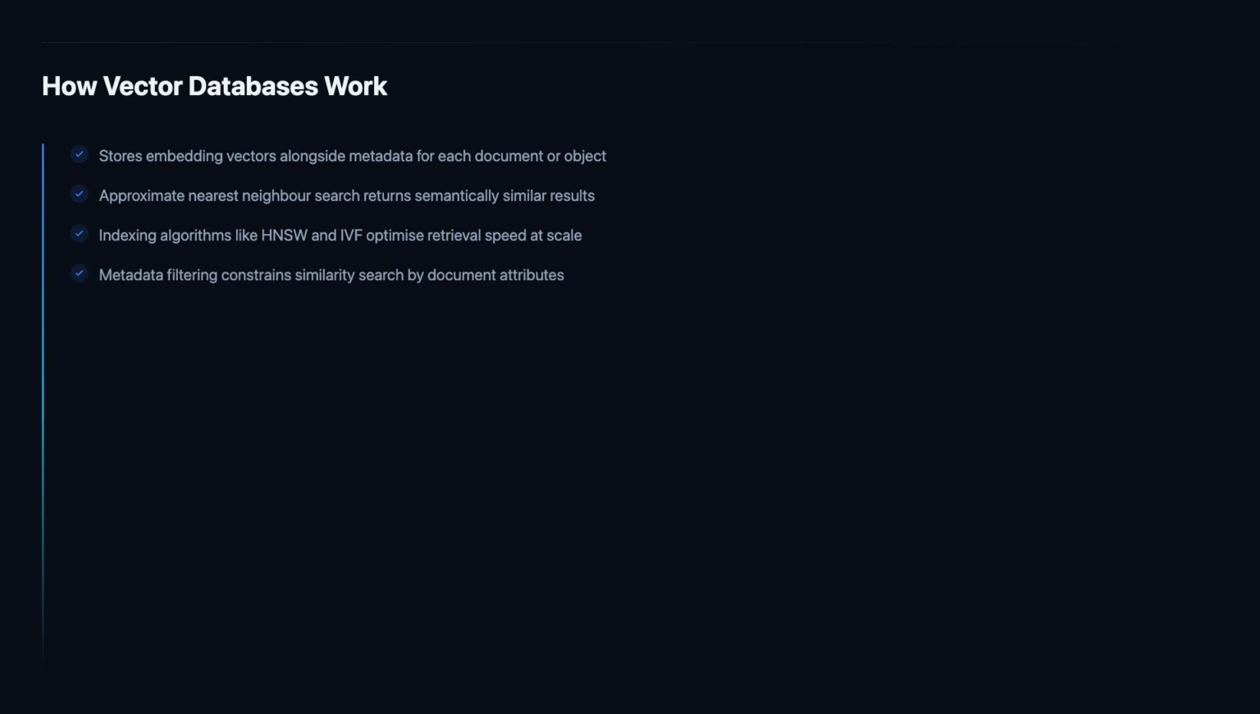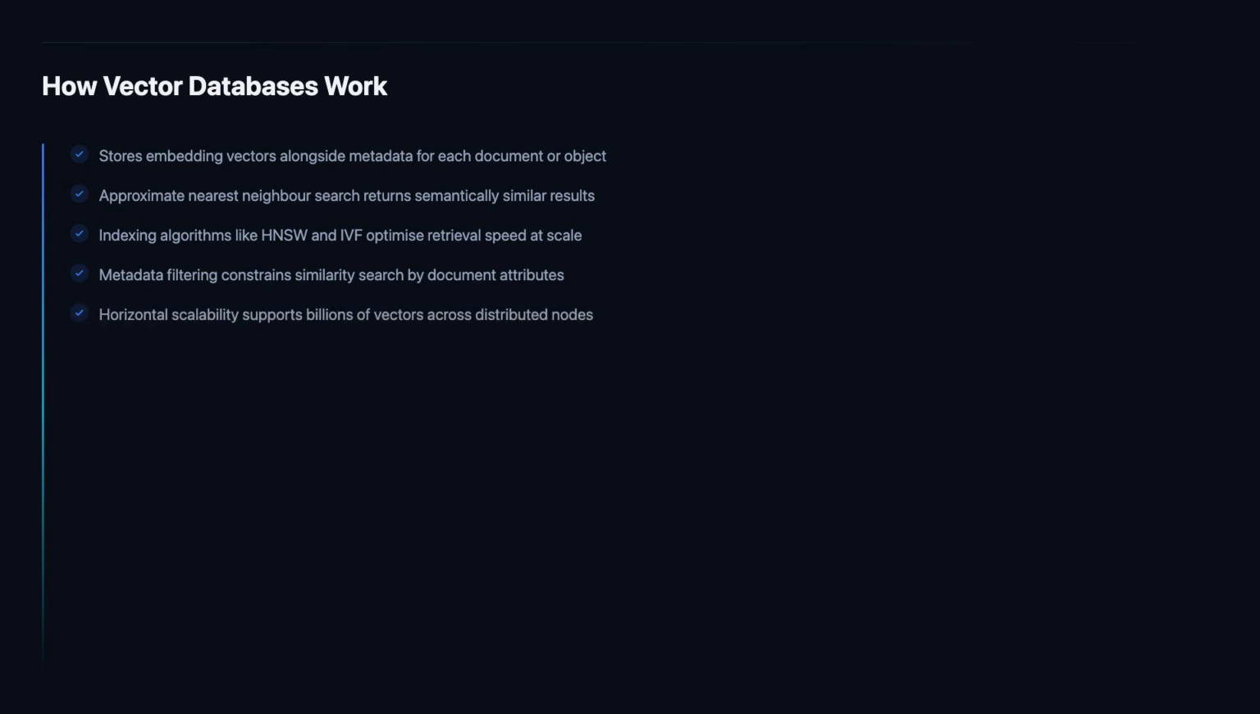Pure vector similarity search can surface the most semantically similar results, but enterprise applications almost always need to constrain results by structured criteria as well. Metadata filtering allows queries to specify conditions. For example, retrieve only the most relevant passages from documents published after a certain date, belonging to a specific department, or tagged with a particular product category. This hybrid capability, semantic similarity search combined with structured attribute filtering, is what makes vector databases practical for real-world business applications rather than academic benchmarks.